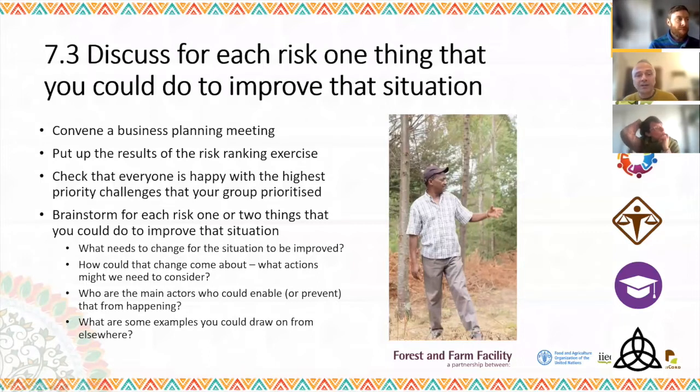And then who are the main actors who would enable that or prevent it from happening? And what are some examples you could think of people elsewhere solving their problems? So think of similar businesses struggling, and maybe even go and ask those businesses, how did they solve that particular problem? And by doing that, for each of your risks, you'll have a set of changes that you might be able to put in place to improve the situation, and some idea of who needs to get in contact with who to make that happen.